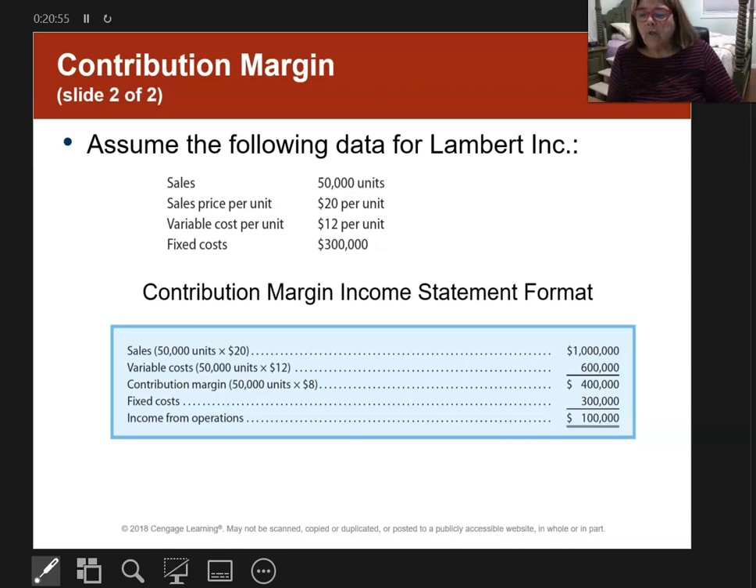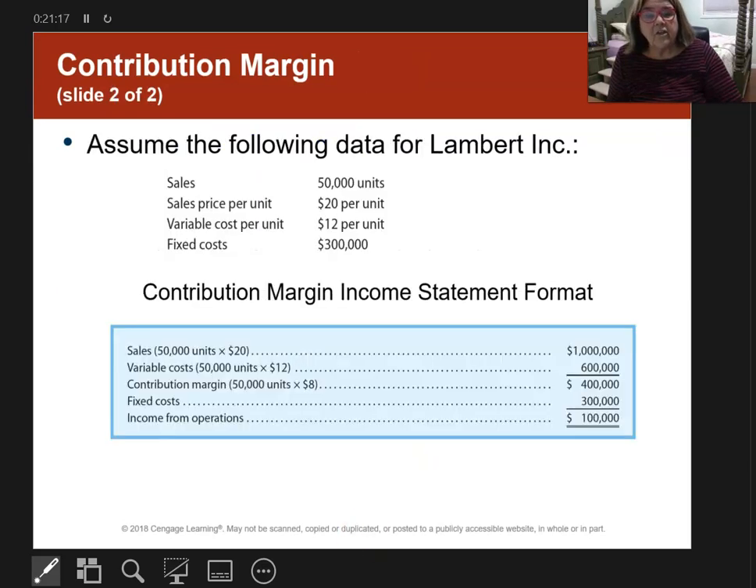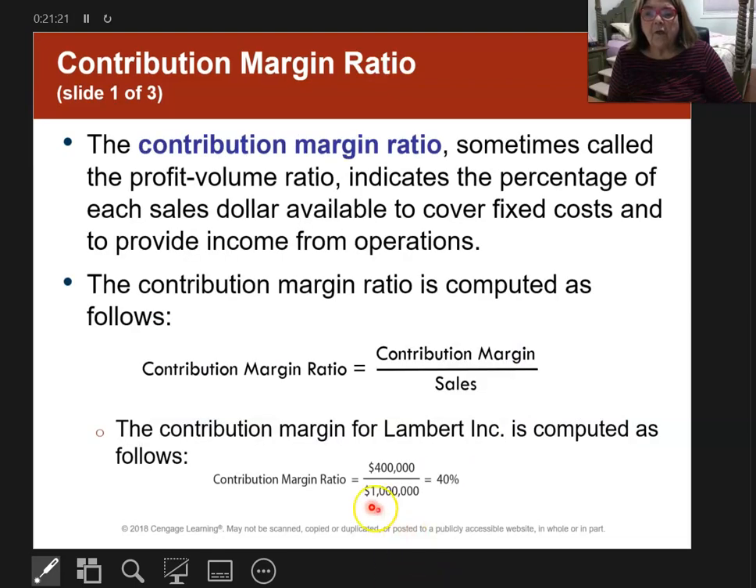The next one we're going to look at is the CM ratio, or the contribution margin ratio. You need to have the contribution margin in order to calculate this one. It's really the same thing as the CM, except it's in a percent. It's contribution margin divided by sales. So if I go back and look, I take my contribution margin of 400,000, which was on the previous slide, right here, 400,000, and my sales is $1 million. So my contribution margin ratio is 40%.